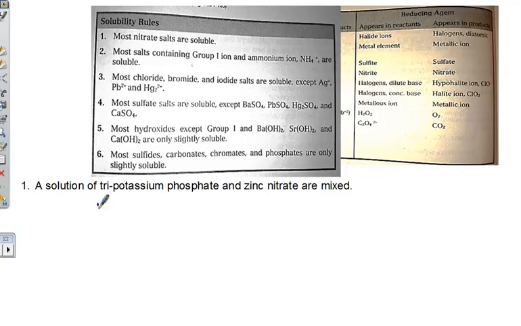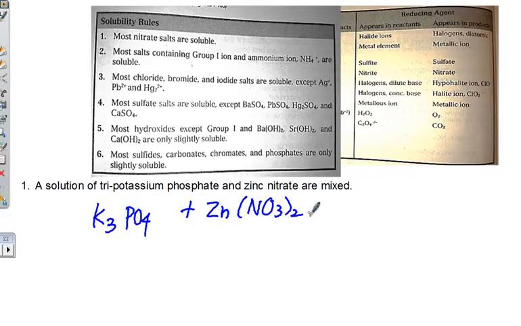So I'm just going to write K3PO4. Tripotassium phosphate, because PO4 has a 3 minus charge, we need 3 potassiums to balance out the charge. And you have zinc nitrate. Zinc has a positive 2 charge, nitrate has a negative 1 charge. So you're going to have to write Zn(NO3)2, with the 2 in the middle.